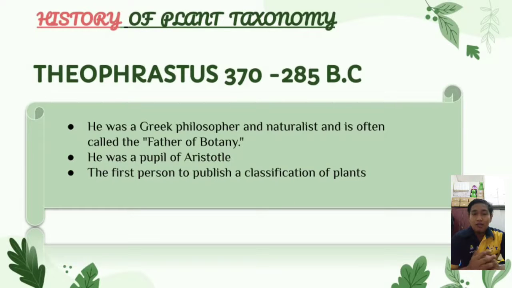And now, I want to introduce the person who founded plant taxonomy. The person is Theophrastus, a student of Aristotle. He is the first person who wrote about the classification of all known plants in the Historia Plantarum, which contains 488 species. Based on habit, he classified the plants into four groups: herbs, undershrubs, shrubs, and trees.